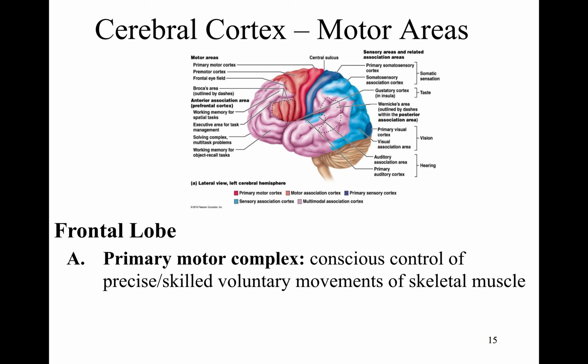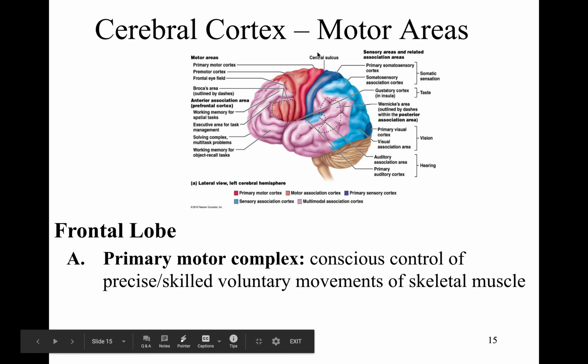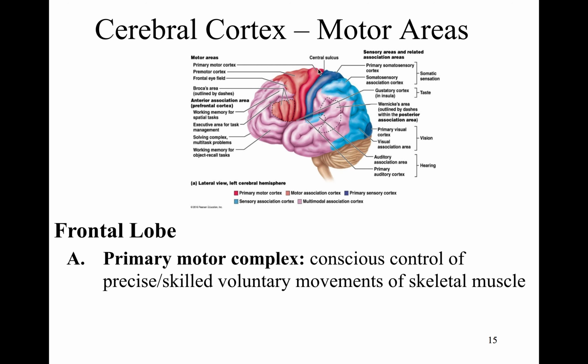So the first motor area is the primary motor complex. So the primary motor complex, or the primary motor cortex, is shown right here. In our primary motor cortex, this functions for conscious control of precise or skilled voluntary movements of skeletal muscle. So the primary motor complex functions for conscious control of precise or skilled voluntary movements of skeletal muscle.